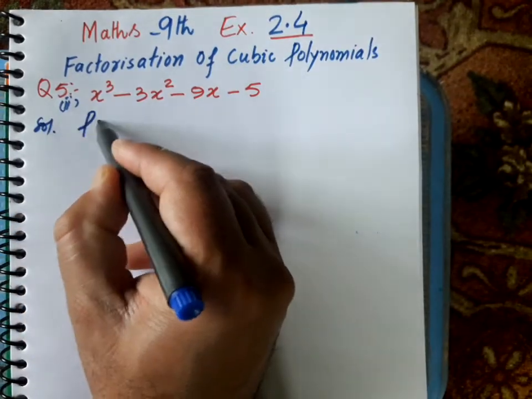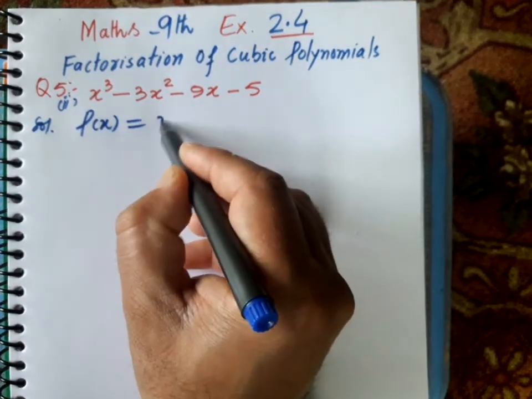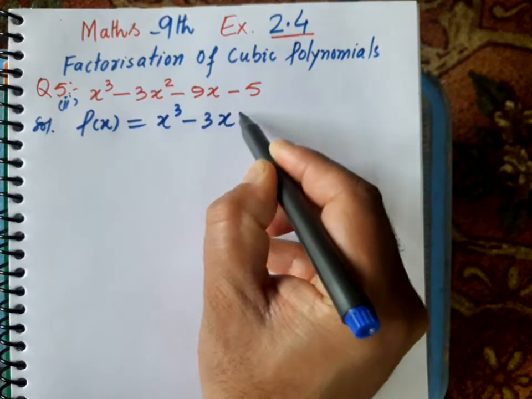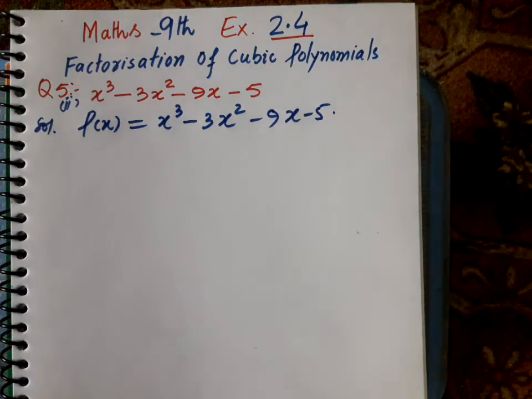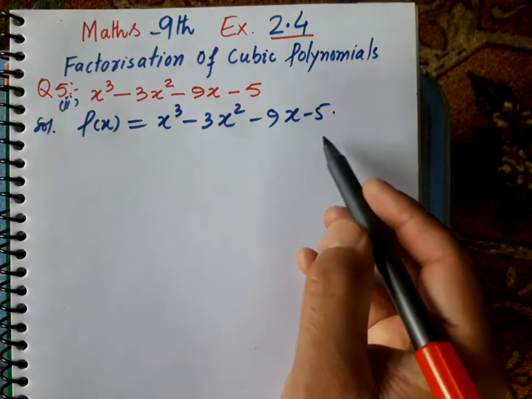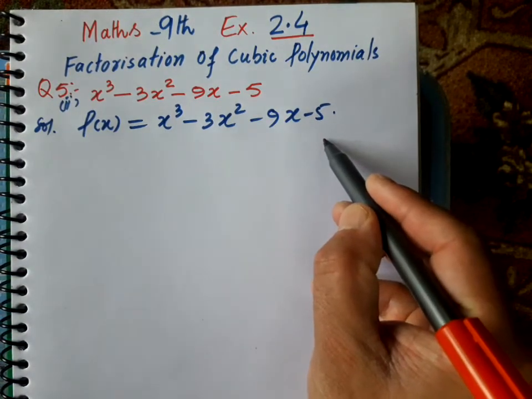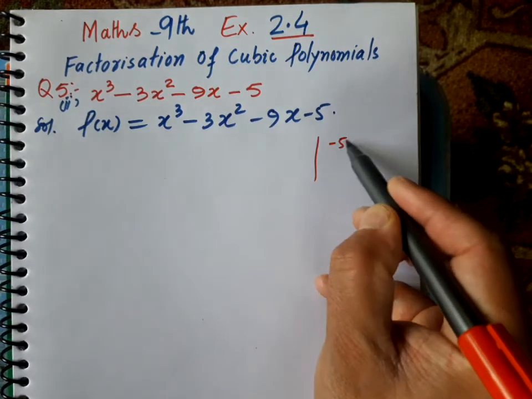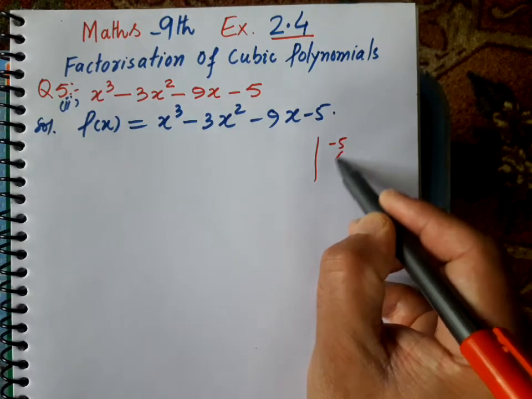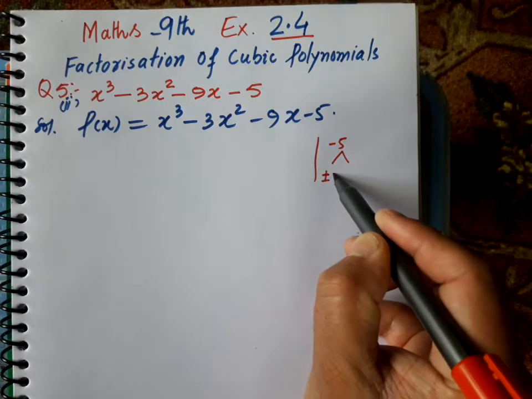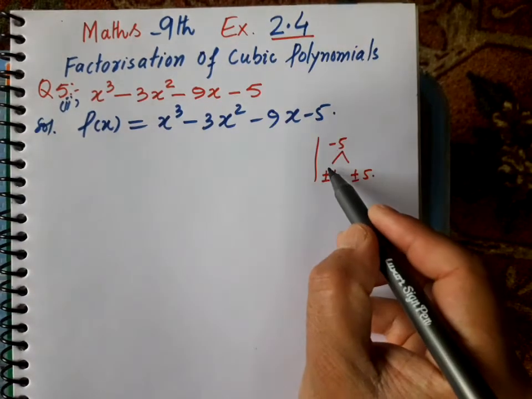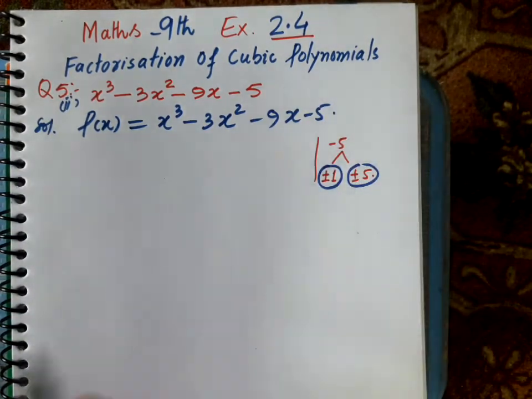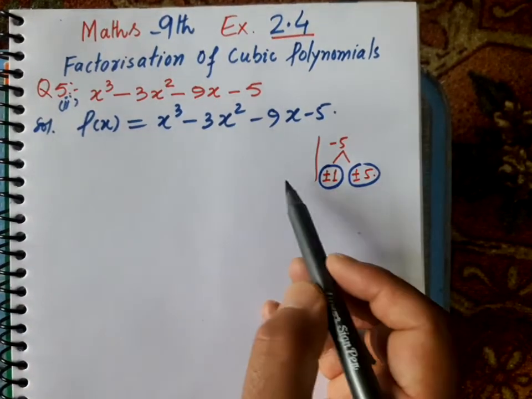So we are given a polynomial in variable x, that is x cube minus 3 times x square minus 9x minus 5. First of all, we have to look into the constant term, that is -5. -5 के जो पॉसिबल फैक्टर्स हैं, that is ±1 and ±5. सो जो फैक्टर्स हैं इसके, इनको हमने अब यहाँ पे ट्राई करना है.